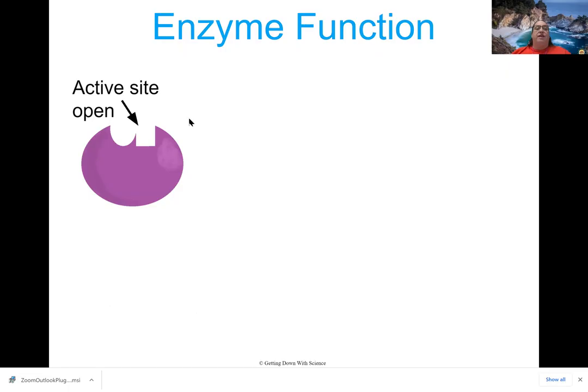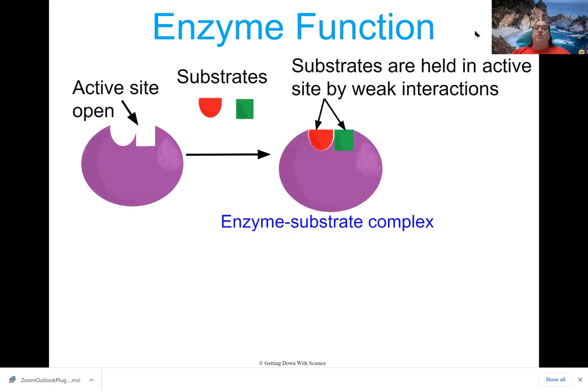So the active site here is open, and here are our substrates, and you can kind of see how they should fit. So the substrates will be held in the active sites by kind of a weak interaction. Remember, this is not a permanent change. This is something that we're doing to get them close enough to function. Okay. So we call this the enzyme substrate complex.